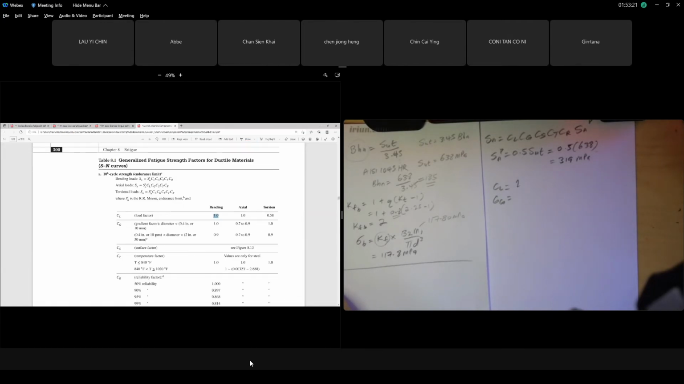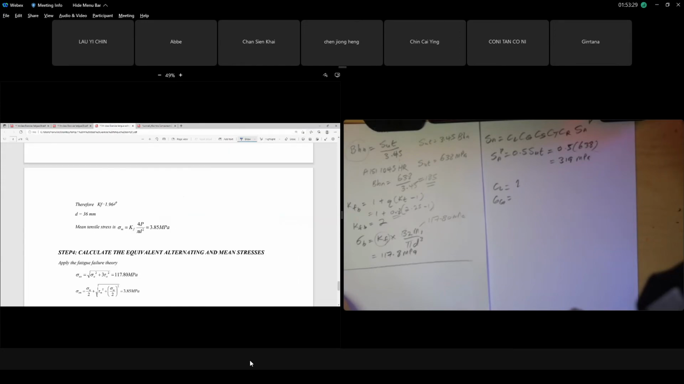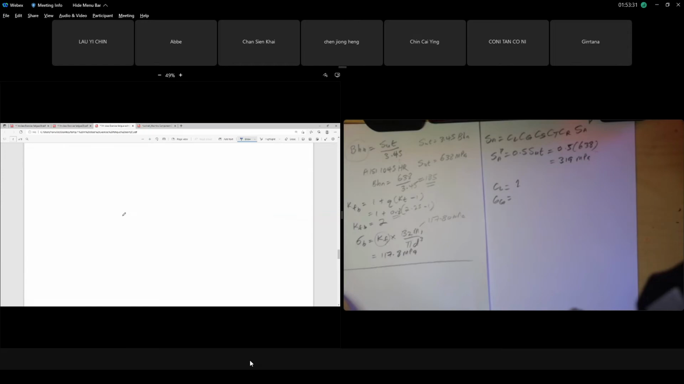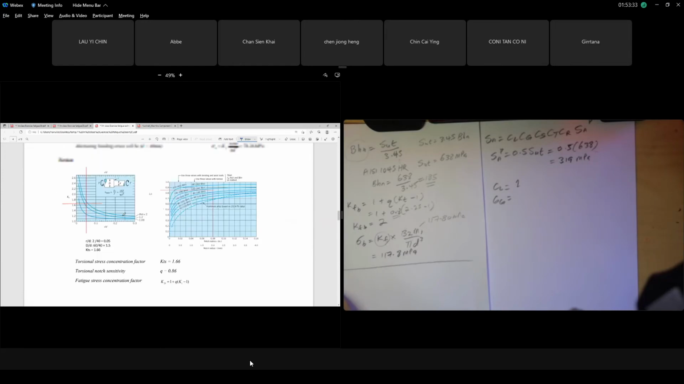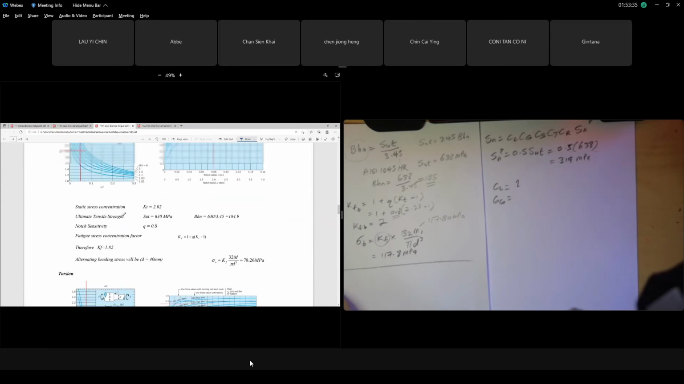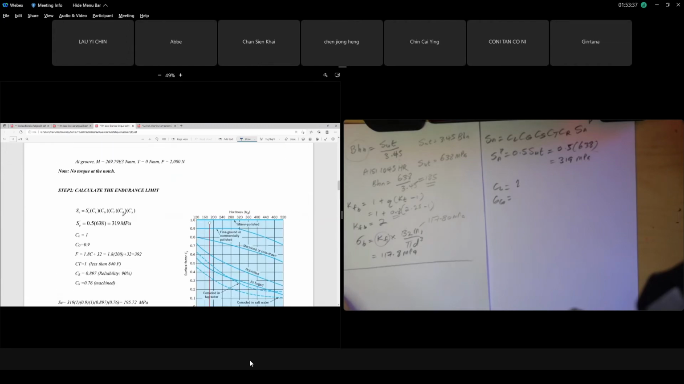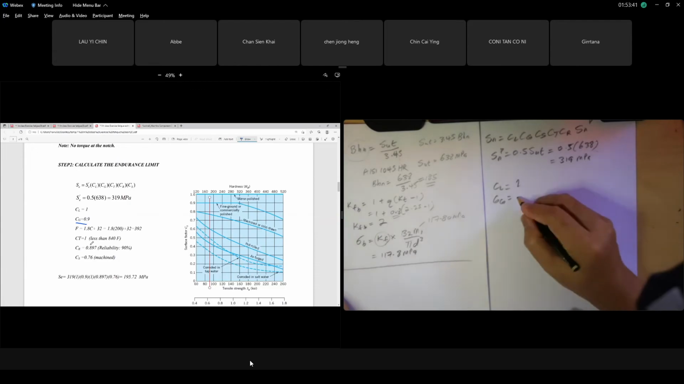36 falls between what category? 36 is between 10 to 50, so the value is 0.9. Right? So we look at the solution, our SN that was calculated. Actually the SN was already calculated at the beginning. CG is supposed to be 0.9. Where is it? CG 0.9, can you see, guys? So our CG is 0.9.